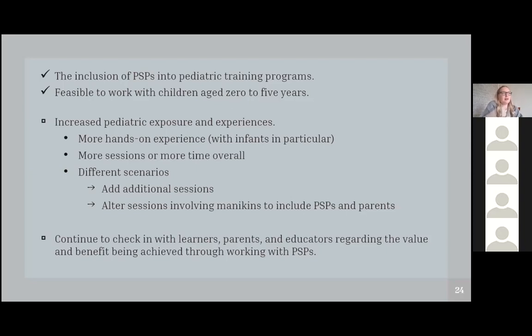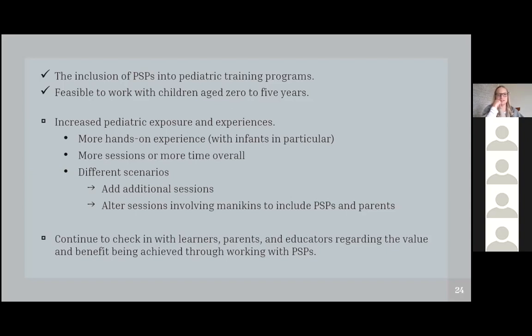And just different scenarios. I did try to dig a little bit deeper into what types of scenarios they might want, but they didn't have any recommendations necessarily, other than they just wanted more. And overall, my recommendation or consideration for those three things would be to add additional sessions, which I know is easier said than done in an already packed curriculum. But it could even just be altering sessions that already exist with mannequins to actually include working with pediatric simulated patients and their parents.